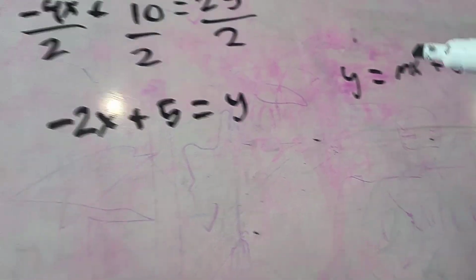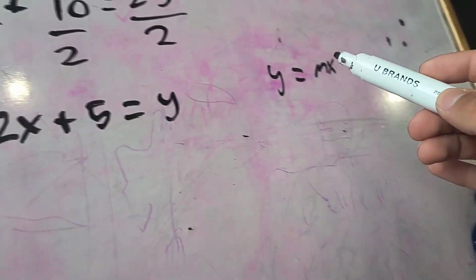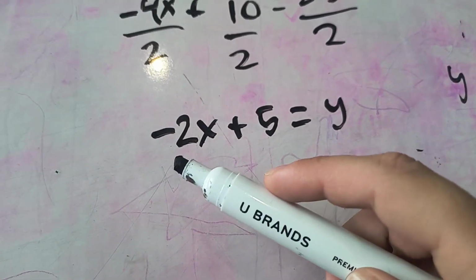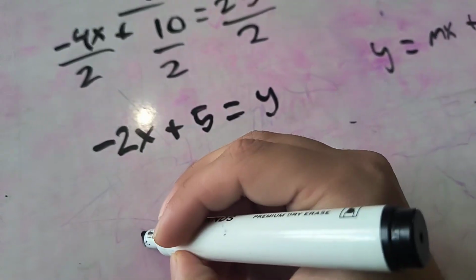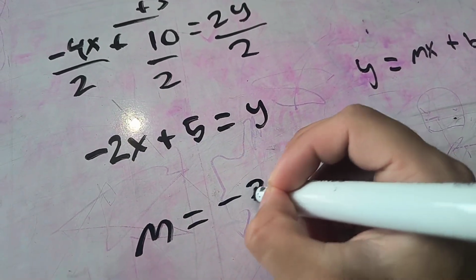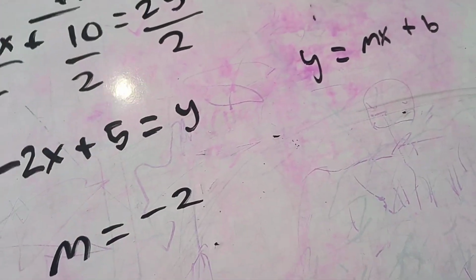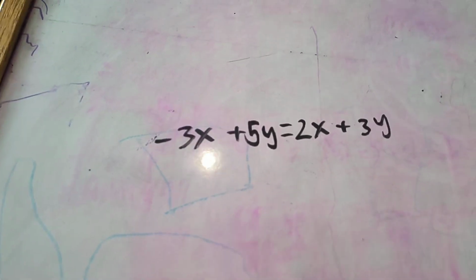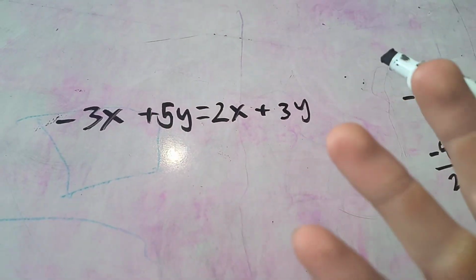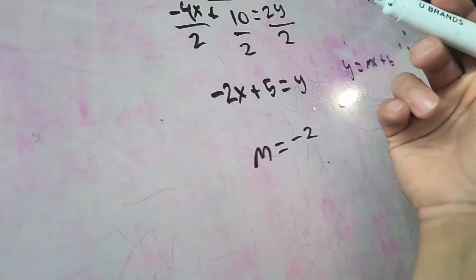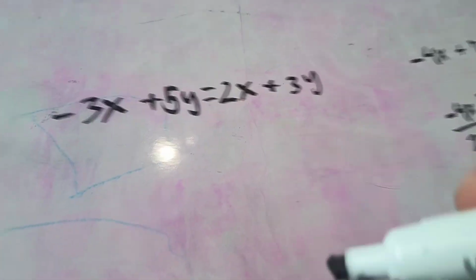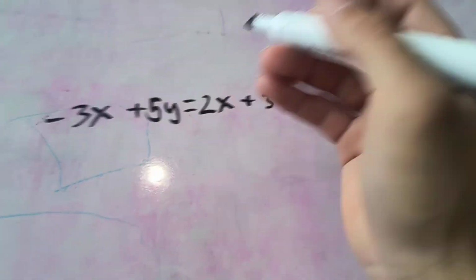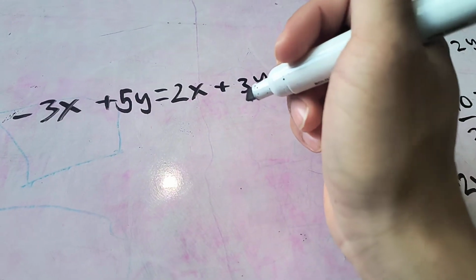And this is now in slope-intercept form, which means that m is going to be the coefficient of x, so negative 2. So the slope for this is negative 2, which means that it'll be going down. Okay, now what about this equation? Well, all we got to do to find the slope is put it again in slope-intercept form or point slope form. It doesn't matter. But we're going to put it in slope-intercept form.